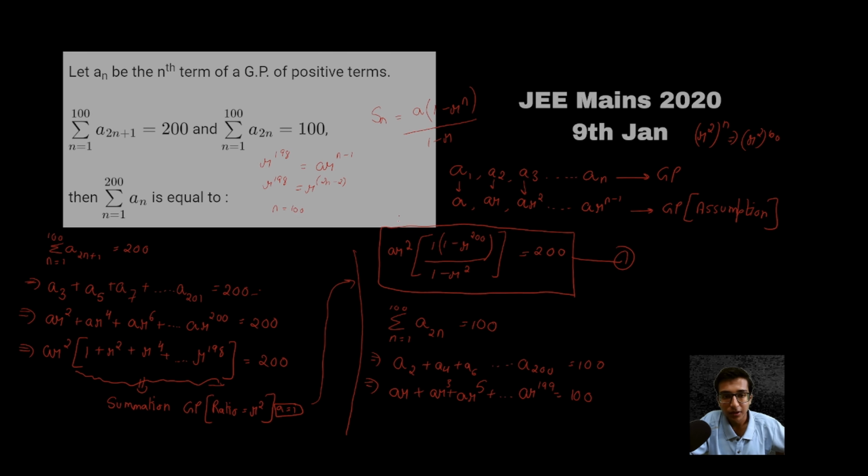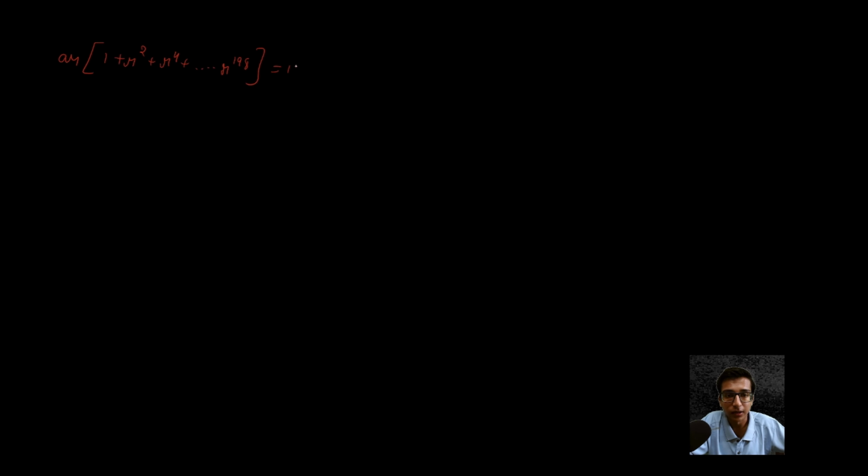Now again this becomes the same GP that we had seen while we were solving the odd terms summation. Similarly, we will do it here as well. So for here, AR, and the sum of this series we had just found out to be 1 minus R to the power 200 upon 1 minus R square is equal to 100. This is our second equation.